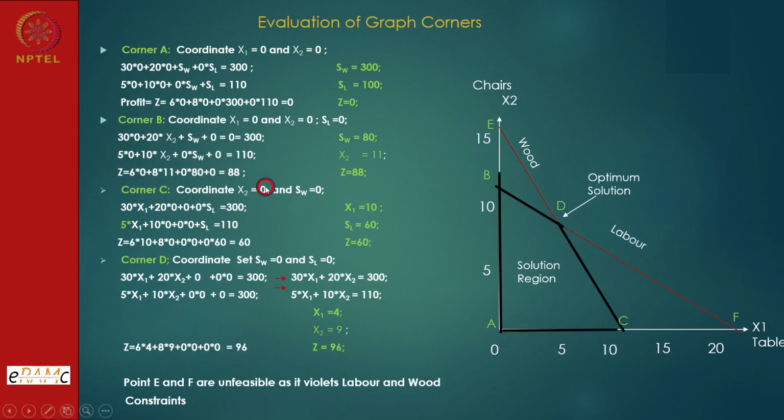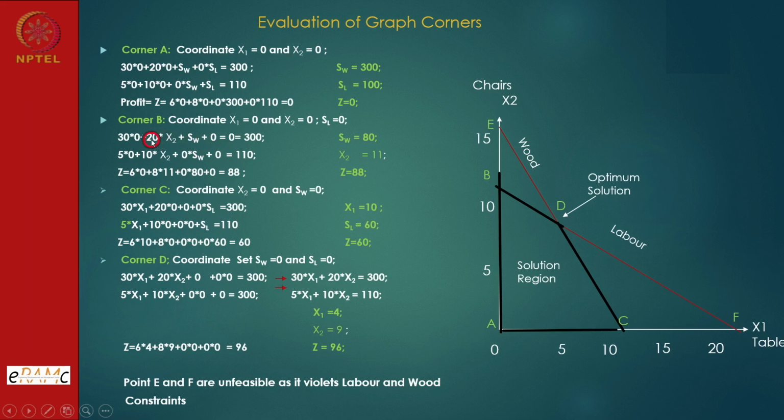Now, let us see, we evaluate the coordinate B. What will coordinate B have? Coordinate x1 is equal to 0, coordinate x2 is equal to 0, okay, and SL is equal to 0. So, whatever the wood graph is there, the labor graph will be 0. So, what we have here is 30 x1 plus 20 x2, okay, and plus SW, and this is 0, that is SL is equal to 0, that is what we said.